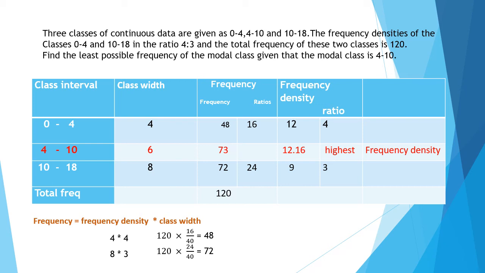For me to verify, I also calculated the actual frequency densities. Actual frequency density is frequency divided by class width. That is 48, the actual frequency, divided by 4, which is 12. 73, the frequency, divided by 6 is 12.16. 72 divided by 8 is 9. So out of the frequency densities, the modal class, 4 to 10, contains the highest frequency density.